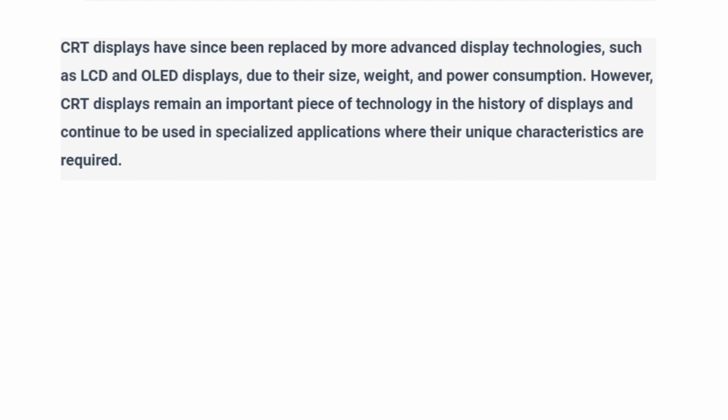However, CRT displays remain an important piece of technology in the history of displays and continue to be used in specialized applications where their unique characteristics are required.